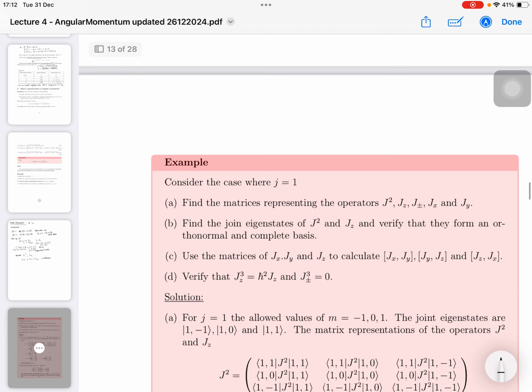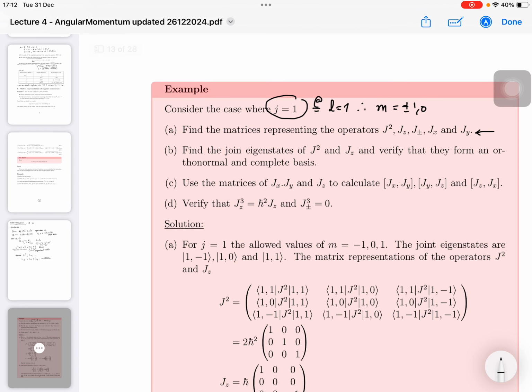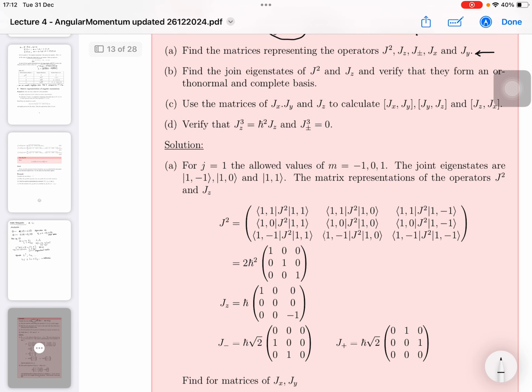Now for the example here, whenever you have J equals 1, or equivalently L equals 1, that means your M is plus minus 1, 0. So your M is bound by the value of L. Then you can find the matrix representations of all the usual operators that arise in angular momentum, and then you can find the eigenstates. Usually they are orthonormal and complete bases, and you can use the matrix to evaluate. Eventually everything just becomes a matrix. But now we are going to understand what is meant by this ket, the shared eigenstate.